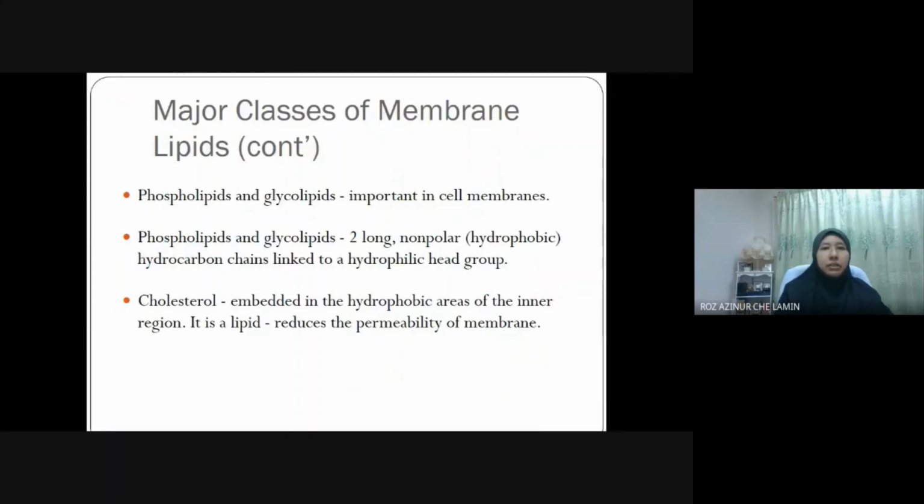Okay, the major classes of membrane lipid consist of phospholipid and also glycolipid. This is a very important part of the cell membrane. Phospholipid and glycolipid have two long, non-polar hydrophobic hydrocarbon chains linked to a hydrophilic head group. Cholesterol also exists in the membrane lipid, embedded in the hydrophobic area in the inner region. It is a lipid which reduces the permeability of the membrane.